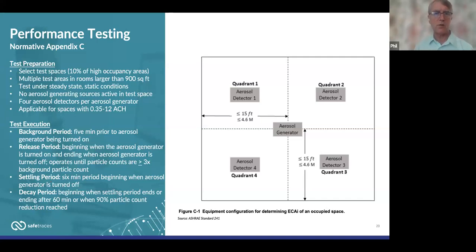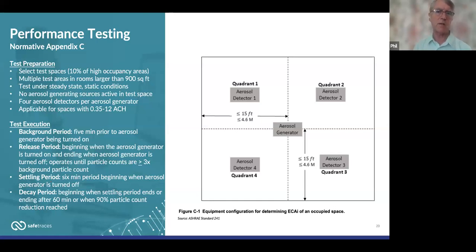It's actually pretty simple. You collect background information. So what are the particle counts at the background? So 5 minutes, check the particle counts, make sure they're stable. And then you emit the aerosols in that space, and you have to get the particle counts above 3 times the background level. So that's why you've taken the background, so you know where you're going. Generally speaking, you can do better than 3 times, but 3 times works really well.